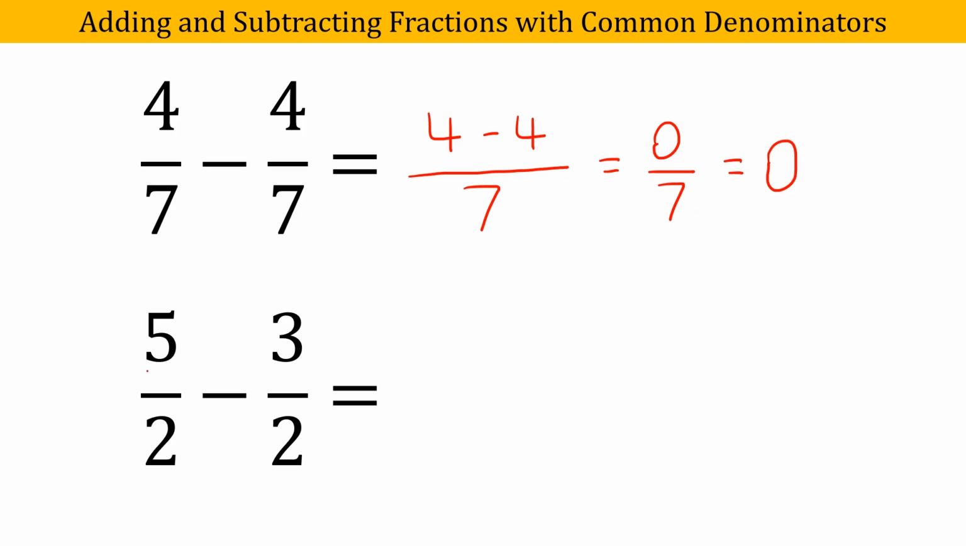Now, for this last example, I have 5 over 2 minus 3 over 2. Since 2 is the same, my denominator is the same, so I can simply write 2 on the bottom. Now for the top, I just have to subtract. I got 5 minus 3. 5 minus 3 is going to be 2. So I'm going to have 2 over 2. And if you recall, if I have the same number divided by the same number, I simply get 1 as an answer.